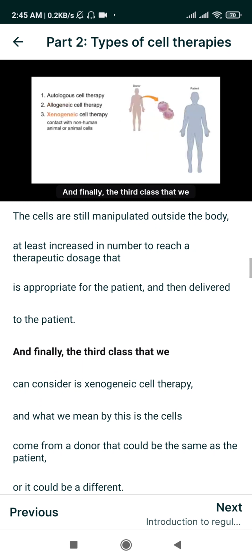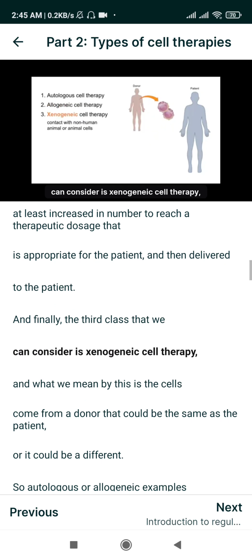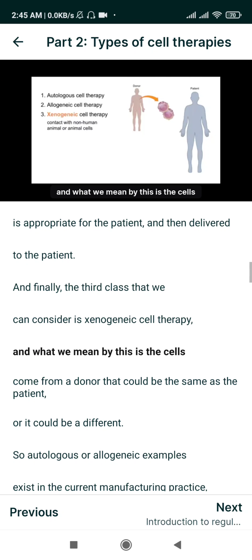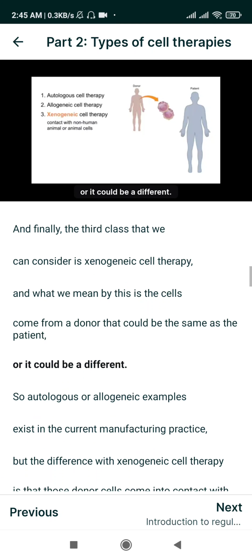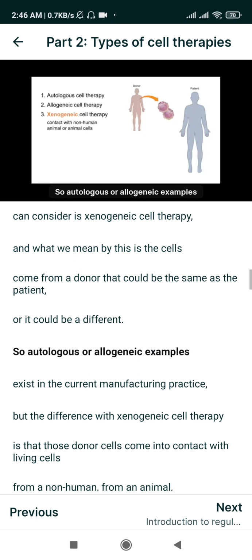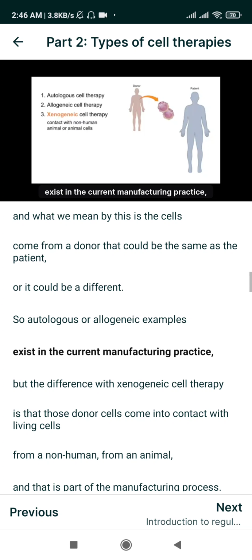And finally, the third class that we can consider is xenogenetic cell therapy. And what we mean by this is the cells come from a donor that could be the same as the patient, or it could be a different. So autologous or allogeneic examples exist in the current manufacturing practice.